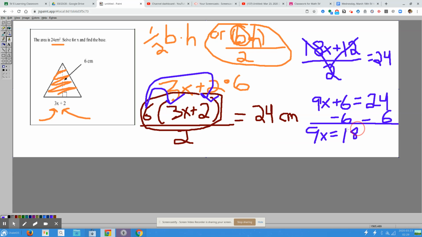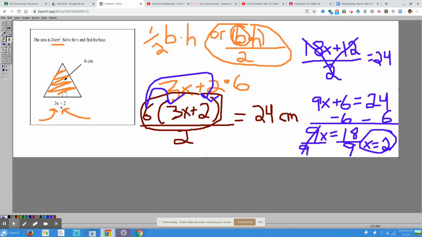We're going to isolate the x by doing the inverse of multiplication. 9 times x, we're going to divide 9 by 9. We're going to balance it by doing 18 divided by 9. X is equal to 2. Okay, so we got our x. Let's see if this is right, though. X is equal to 2.